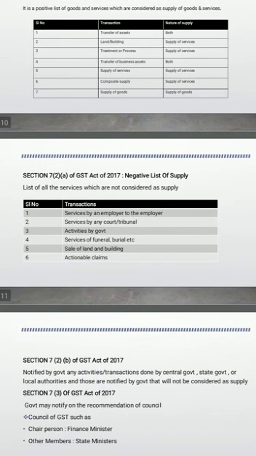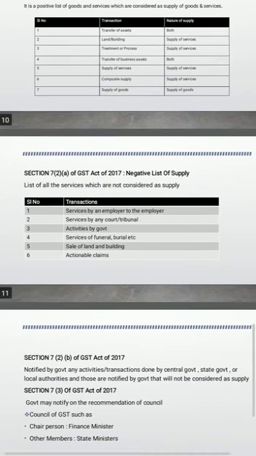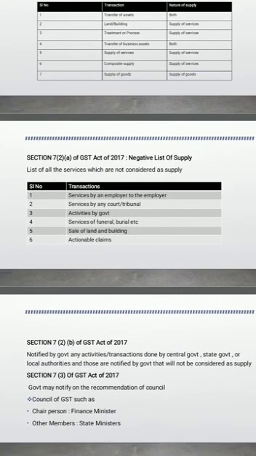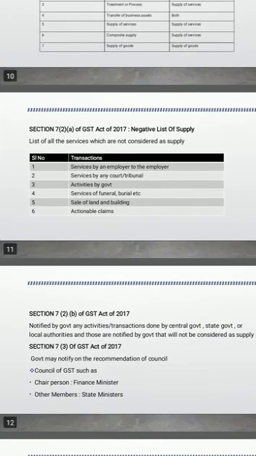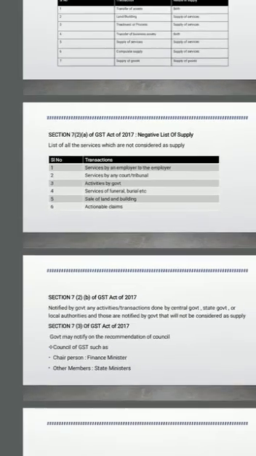Next, sale of land and building. If you sell any land and building, it is not considered as a supply according to the GST Act of 2017. Then actionable claims. Actionable claims such as the LIC or a fixed deposit. Other than lottery, betting and gambling, which are not included in this, actionable claims such as fixed deposit or the LIC, you don't have to pay any tax on the FD or the LIC, because the government has already added GST in interest, premium, etc. When you get the maturity amount, you need not pay GST on it. It is already deducted from your maturity amount.